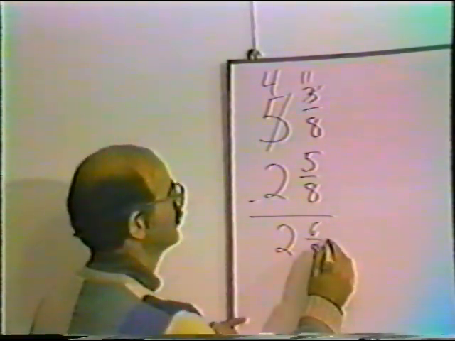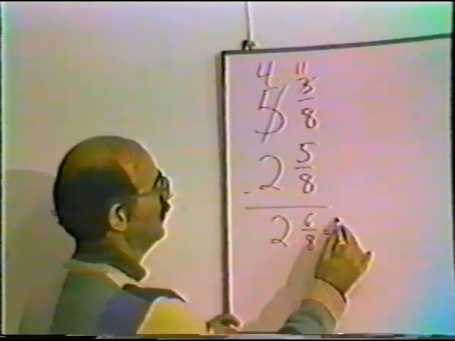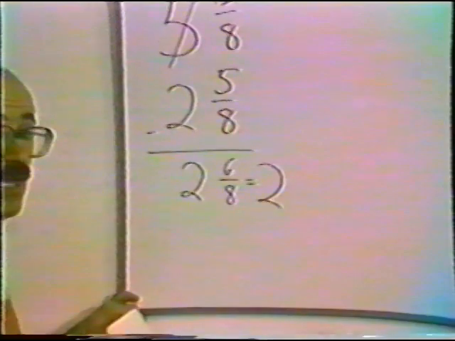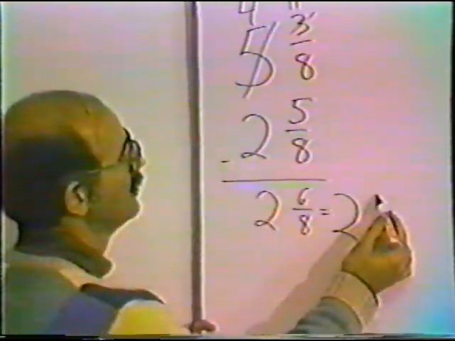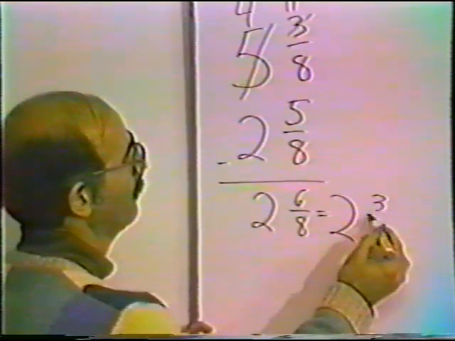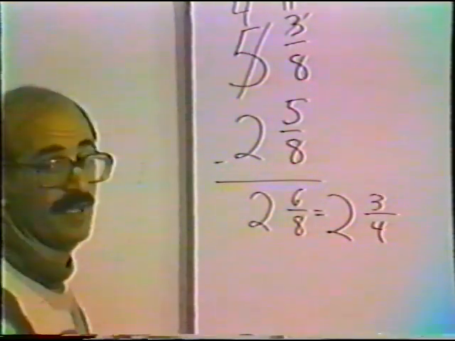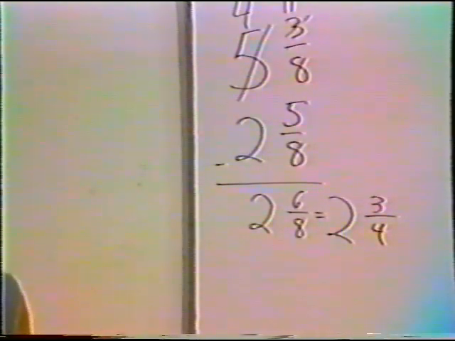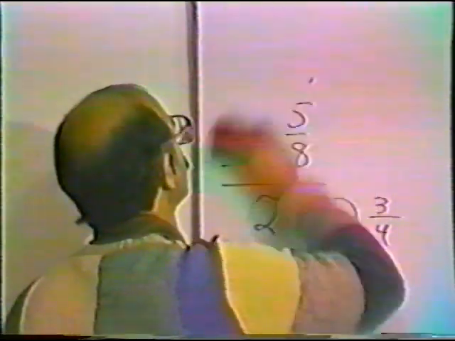No. What can we do? Reduce it. We can divide 6 and 8 by 2. 2 into 6 is 3. 2 into 8 is 4. The answer is 2 and 3/4.